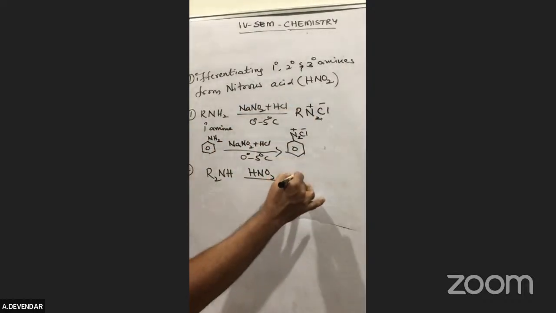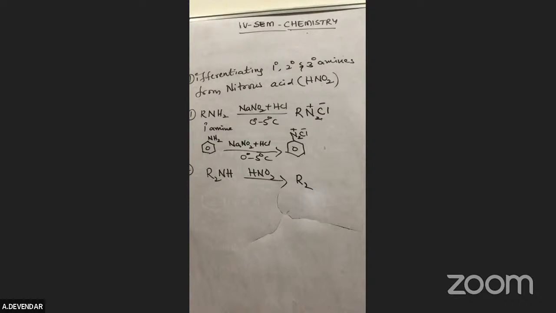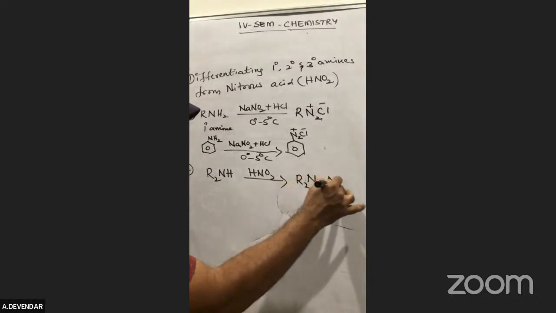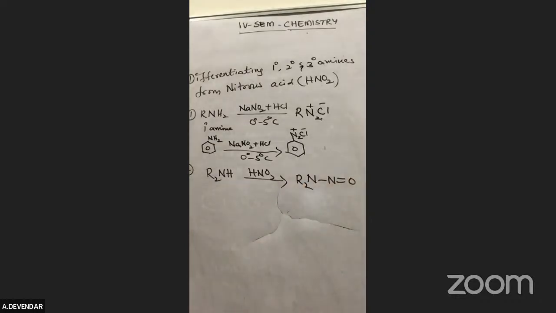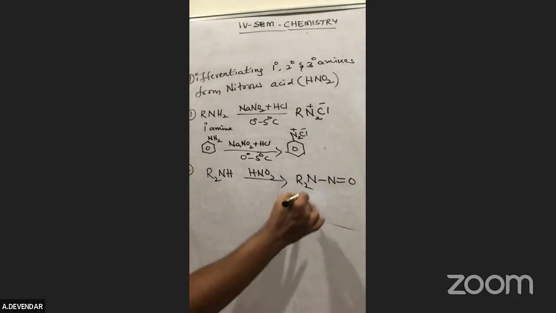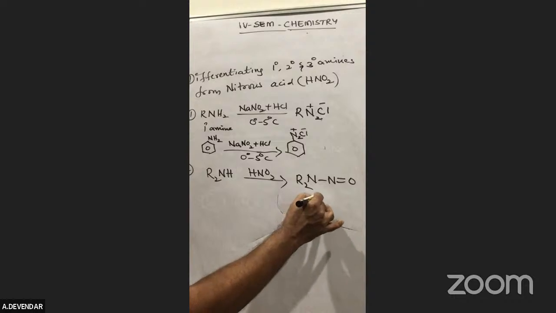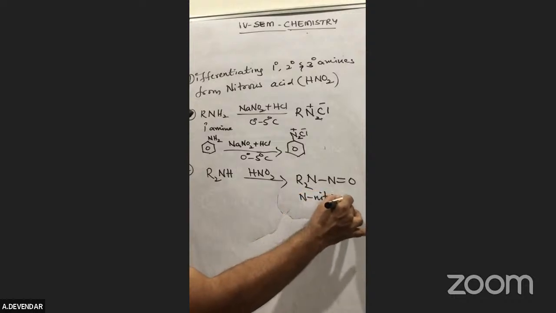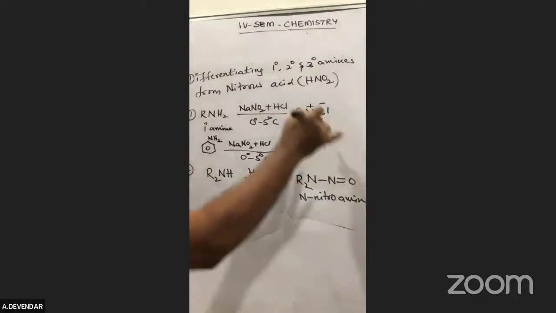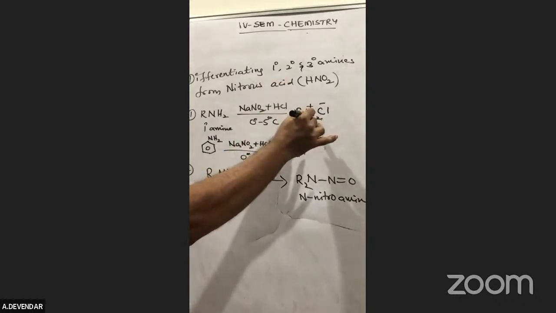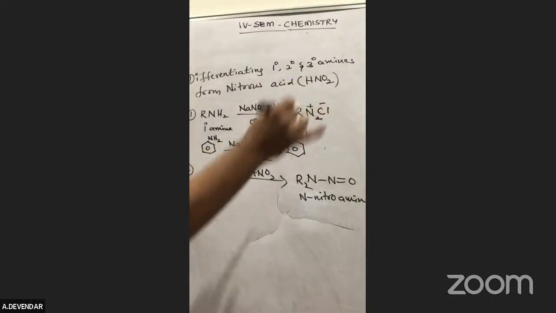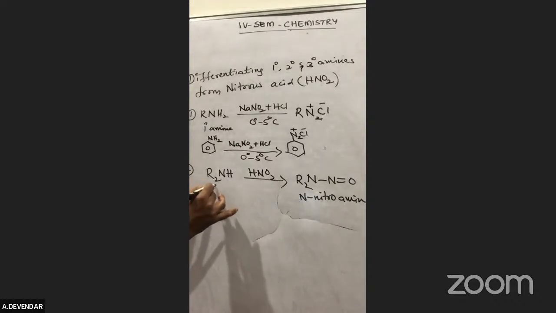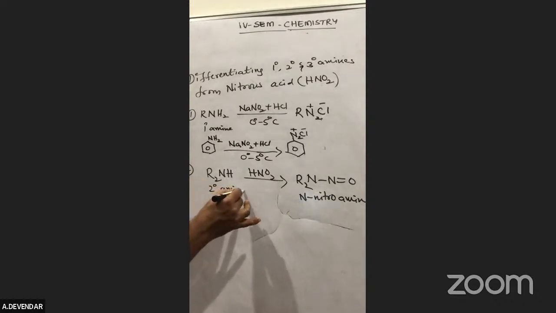So nitrosoamine will be formed. This is R2N-N=O. This is an N-nitrosoamine. With the primary amine, there is simply formation of the alcohol, nitrogen and removal of HCl. But with the secondary amine, nitrosoamine will be formed.